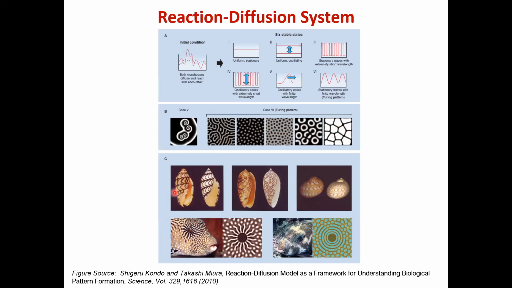What you see here is a natural pattern on a shell. The same pattern has been generated on the computer by solving the reaction diffusion equation. Natural pattern, artificially generated pattern, natural pattern, artificially generated pattern, natural pattern on a fish skin, artificially generated pattern, natural pattern, and artificially generated pattern by solving the reaction diffusion equation.